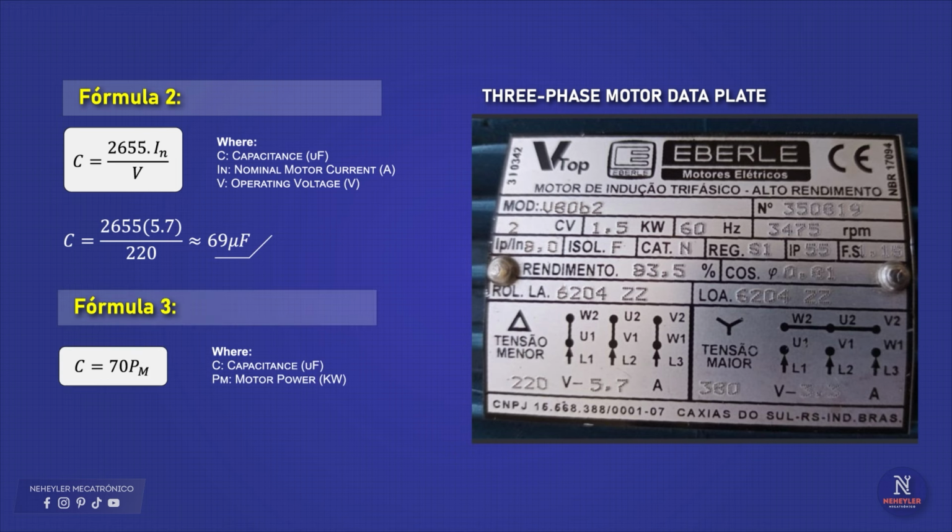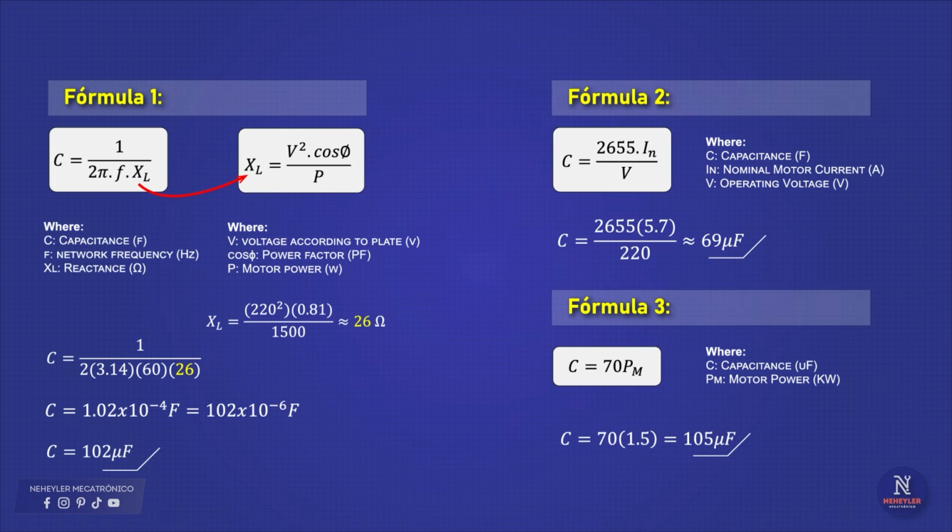There is a third formula that tells us that the value of the capacitor is approximately 70 multiplied by the power of the motor in kilowatts. Therefore, if we replace this data, we obtain that the value of the capacitor would be approximately 105 microfarads. If we compare the results of the three formulas, we see that the values of Formula 1 and 3 are almost equal, and that is because Formula 3 was deduced from the first. As for the second formula, the result is quite different, right?